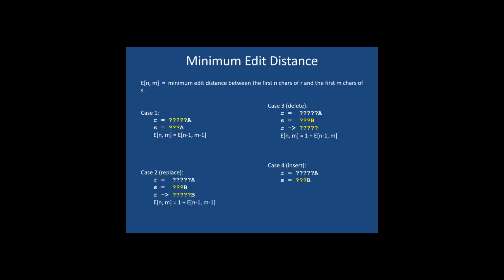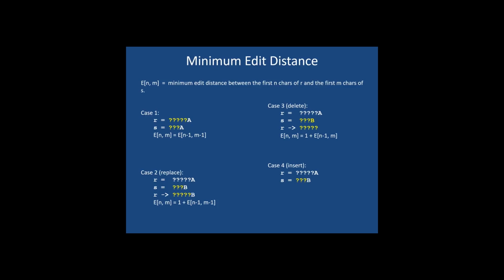Why n minus 1? Well, because we deleted the A and got rid of it. So we're left with fewer characters. That's the n minus 1. We still have to worry about that B on S. So we reduced the problem of matching R and S to the problem of matching a slightly shorter version of R to the original S.